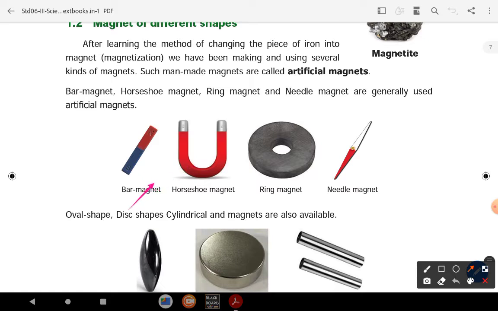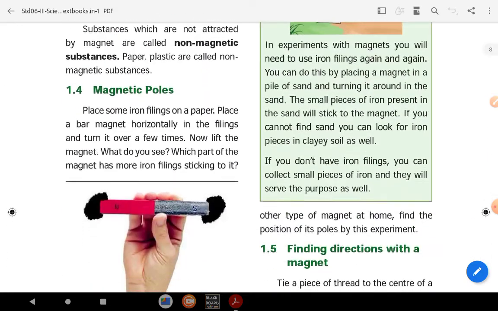Roll it well over it. After that, you take it out. You will see the two ends. You see at the two ends, a lot of iron filings sticking to it. Now you locate the two poles. These are called the poles. Whichever parts of the magnet have more iron filings sticking, those parts are called poles. You understand, children? So you locate the poles of your magnet.